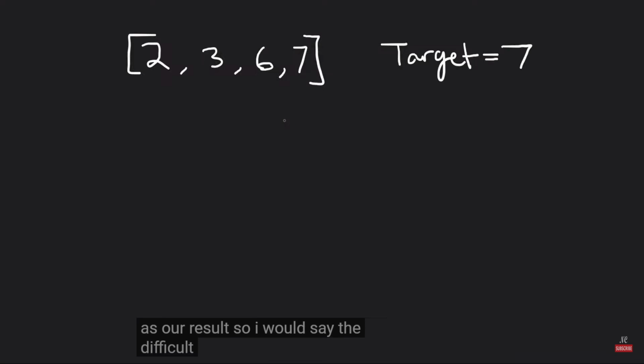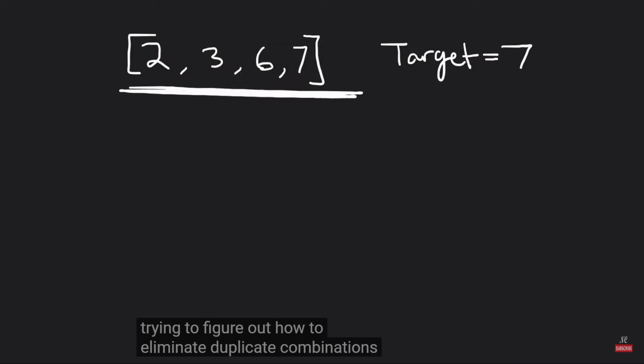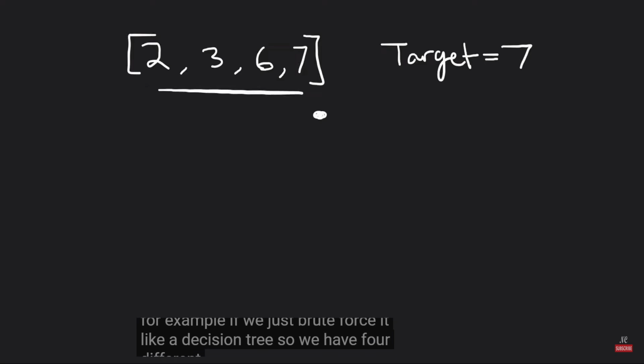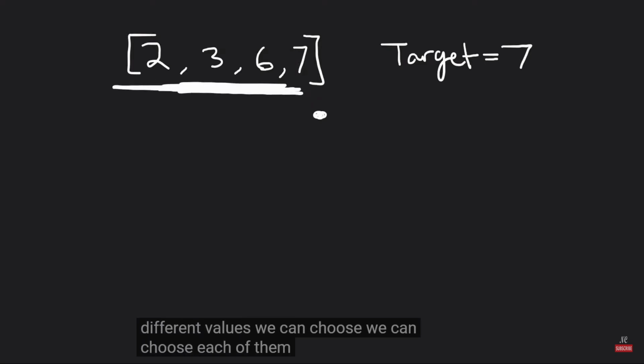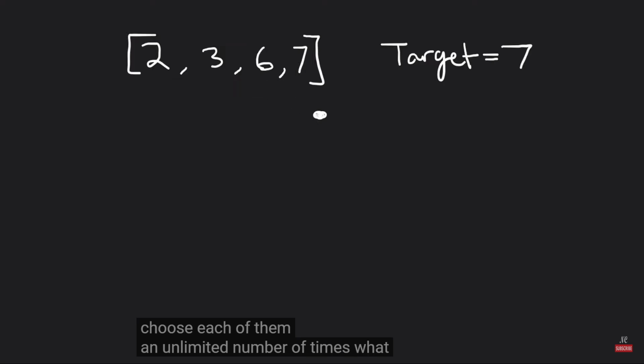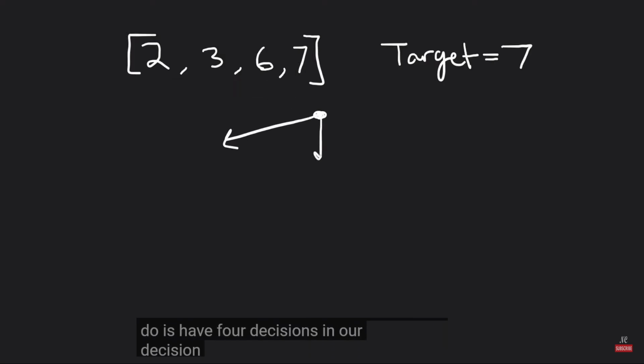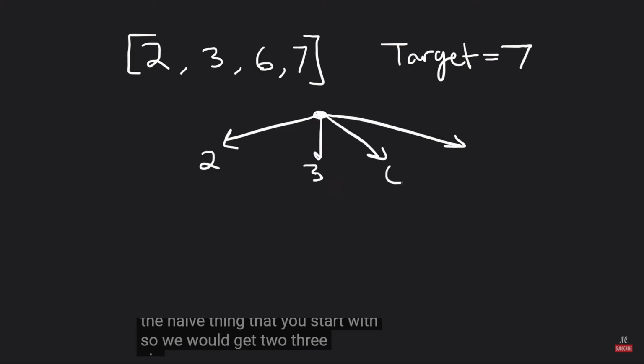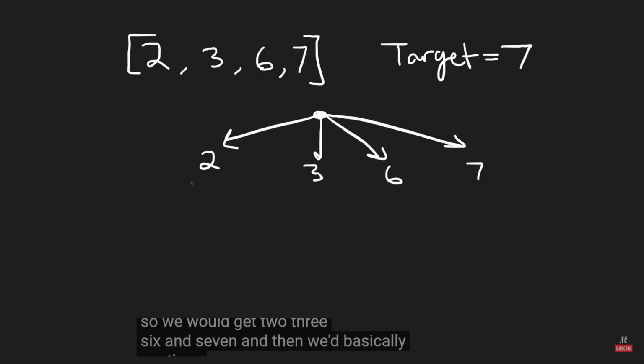So I would say the difficult part about this problem is trying to figure out how to eliminate duplicate combinations, right? For example, if we just brute force it like a decision tree, we have 4 different values we can choose each of them an unlimited number of times. What we can do is have 4 decisions in our decision tree, which might be the naive thing that you start with. So we would get 2, 3, 6, and 7, and then we'd basically continue that.